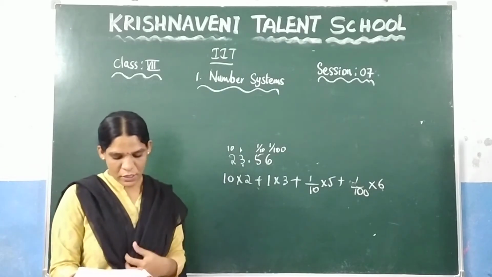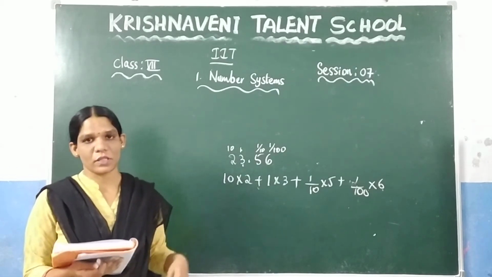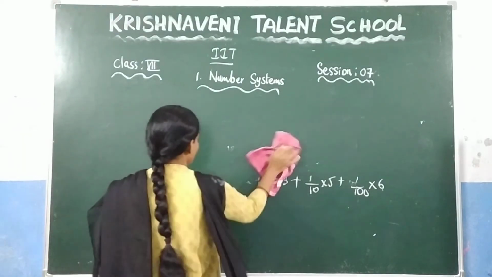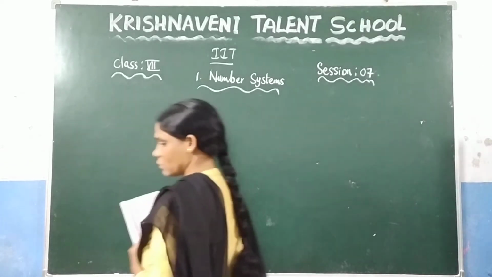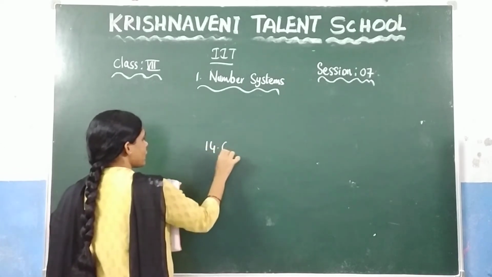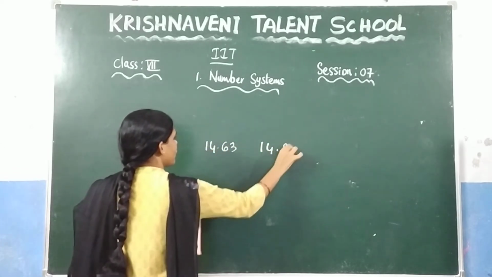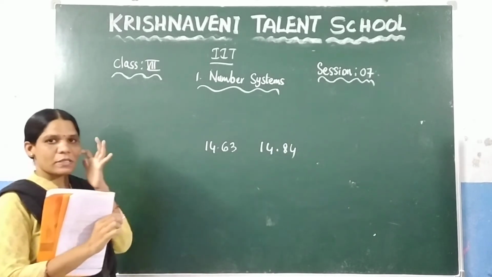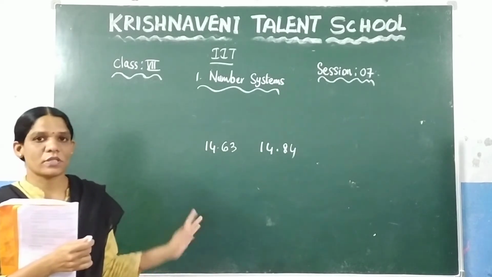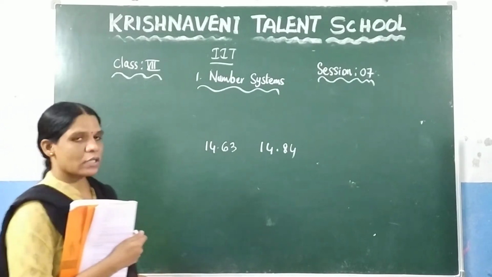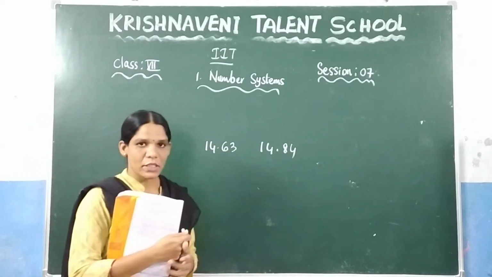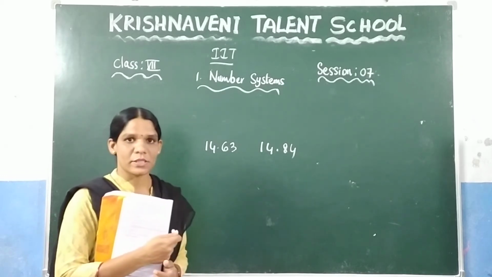Now see here, the next one they have given is the comparison of decimal numbers. How do you compare two decimal numbers? Consider some numbers, 14.63 and 14.84. Comparison is nothing but saying which number is greater or which number is smaller, whether they are equal, greater or less. How do you compare these two decimal numbers?